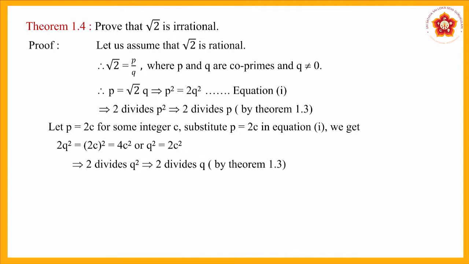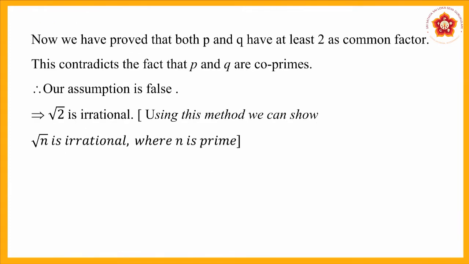Let p is equal to 2c for some integer c. Substitute p equal to 2c in equation 1, we get 2q square is equal to 2c whole square, that is equal to 4c square, or q square is equal to 2c square. That implies 2 divides q square, that implies 2 divides q by theorem 1.3. Now we have proved that both p and q have at least 2 as a common factor. This contradicts the fact that p and q are co-primes. Therefore, our assumption is false. That implies root 2 is irrational.